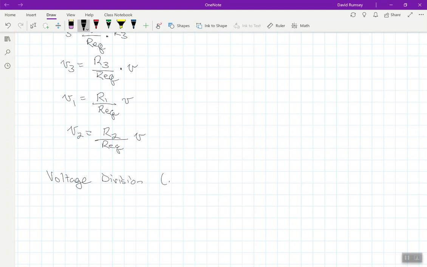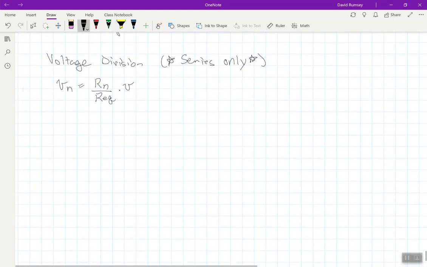And I'm going to emphasize here, series only. We only apply voltage division when we have a series circuit or two components in series. The whole circuit doesn't have to be in series, but the components you're looking at have to be in series in order to do voltage division. And so basically what we have here is V sub n, because that's whatever resistor we're looking for, is equal to R sub n over R equivalent times the voltage supply. And that's it. So let's look at a quick example here.